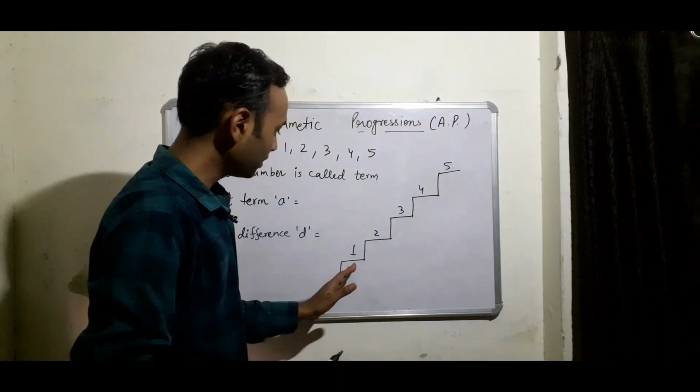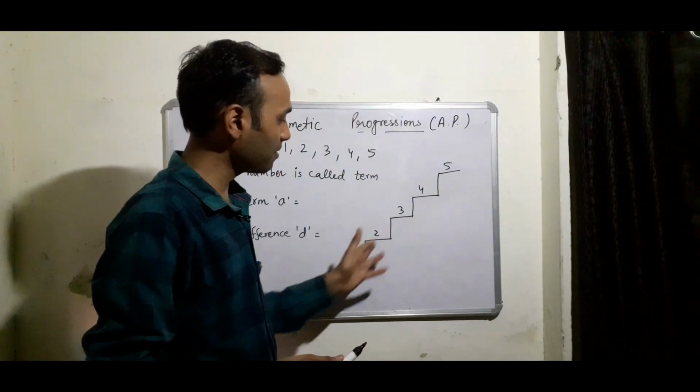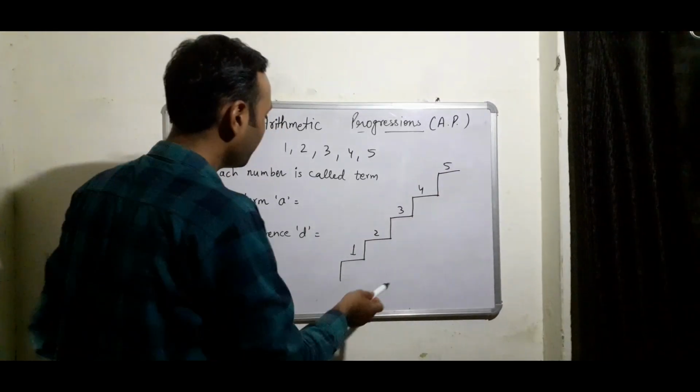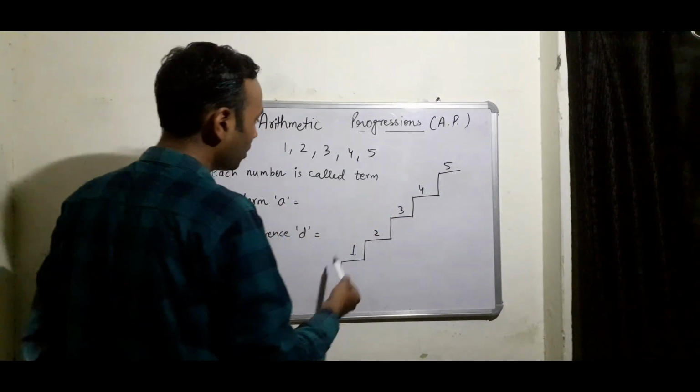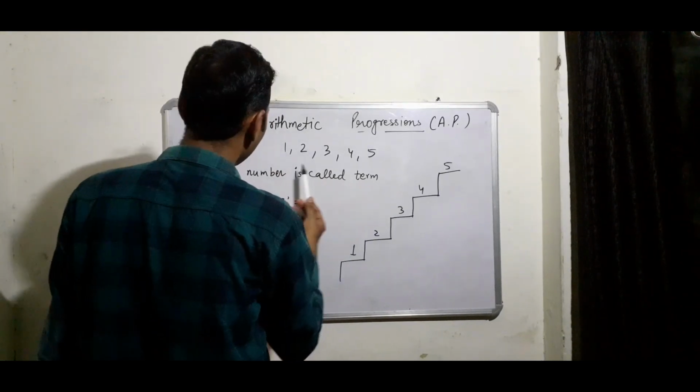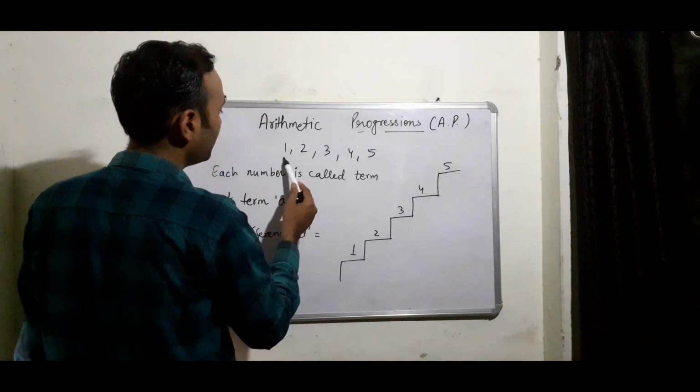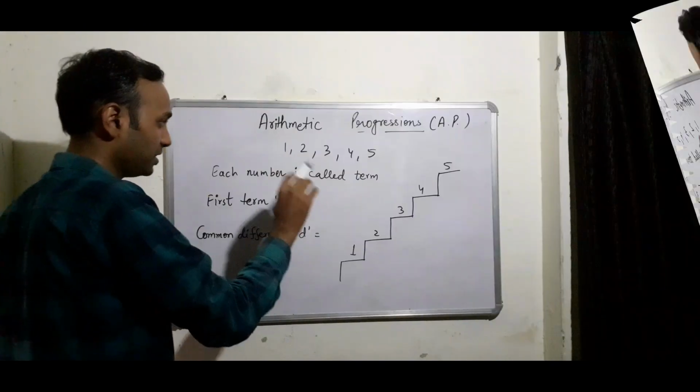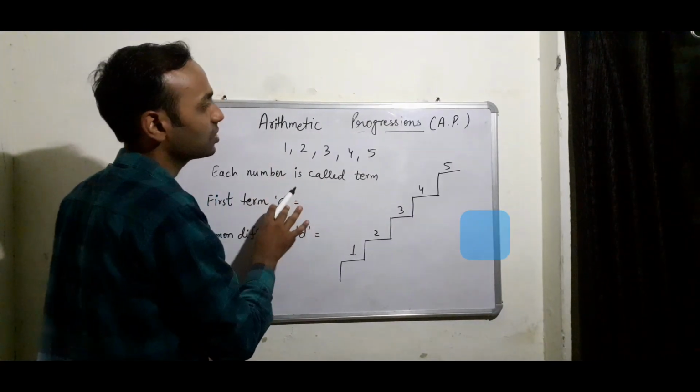Here are some stairs: 1, 2, 3, 4, 5. 5 steps. It is something from daily life that you have seen at your home or anywhere else. So we write 1, 2, 3, 4 and 5. Each number is called a term, and we check whether it is an arithmetic progression or not.